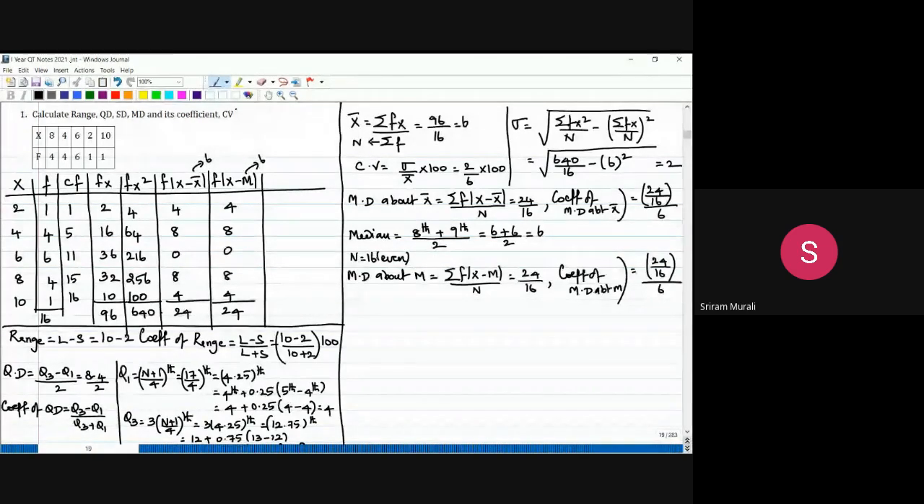The next case is mode. The answer comes to 0.5625, sir. Let it be, it is some answer.